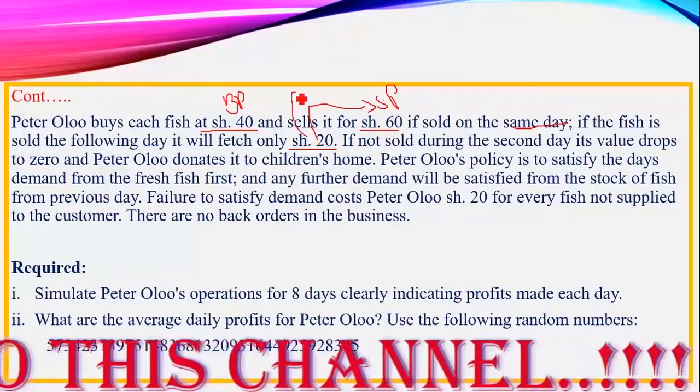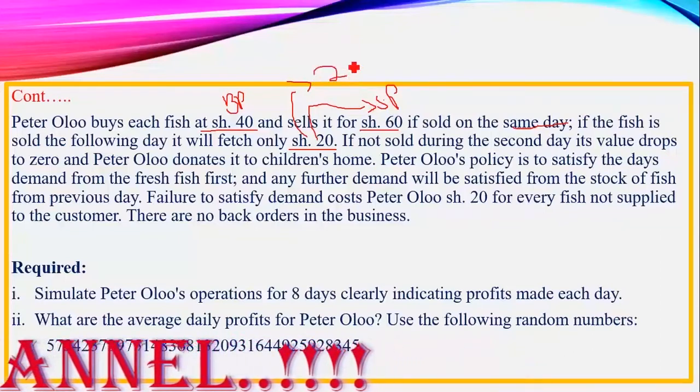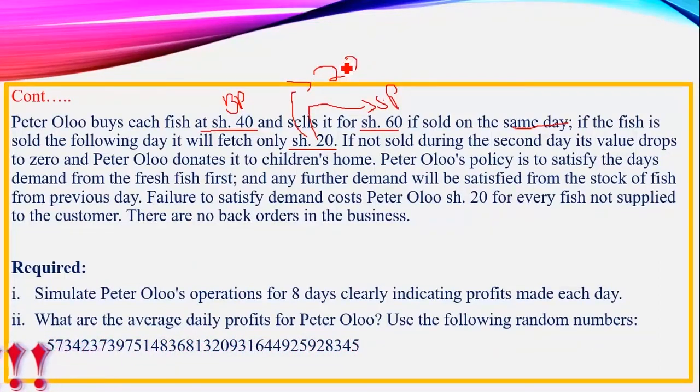What does that tell you? That Peter Olo is going to lose 20 shillings for every fish that was not sold the previous day, right? Because it was bought at 40 but is sold at 20 shillings. Then we are told if there are fish that remained and are not sold on the second day, the value will drop to 0. This means that he's going to make a total loss because that fish cannot be sold in the market. It will be donated to a children's home.